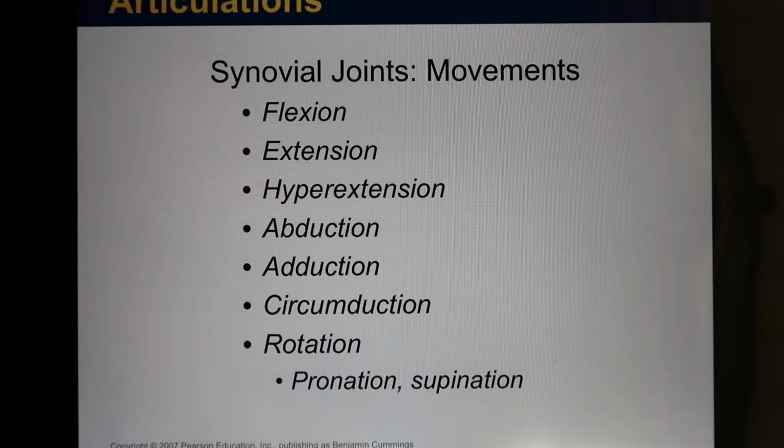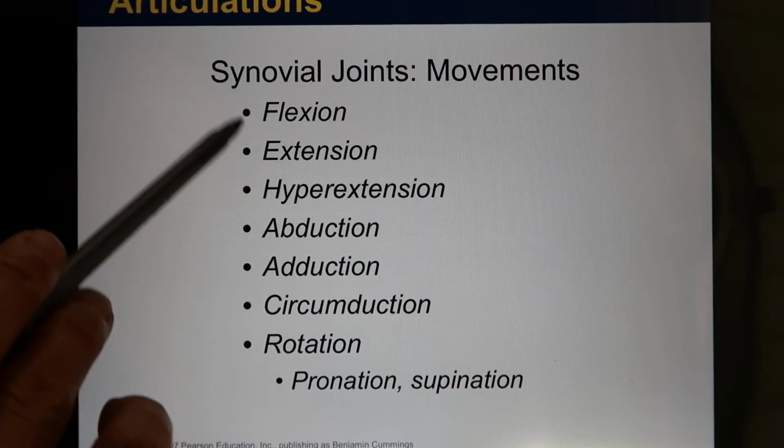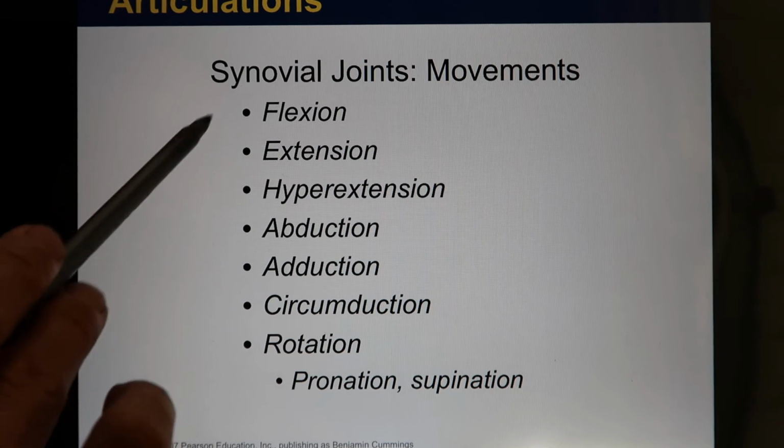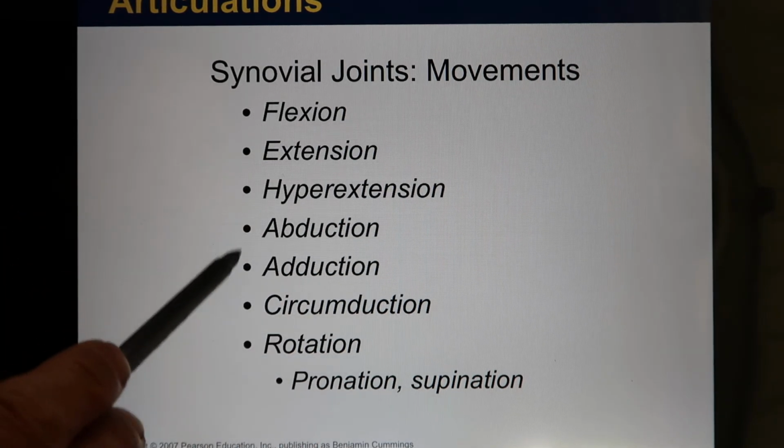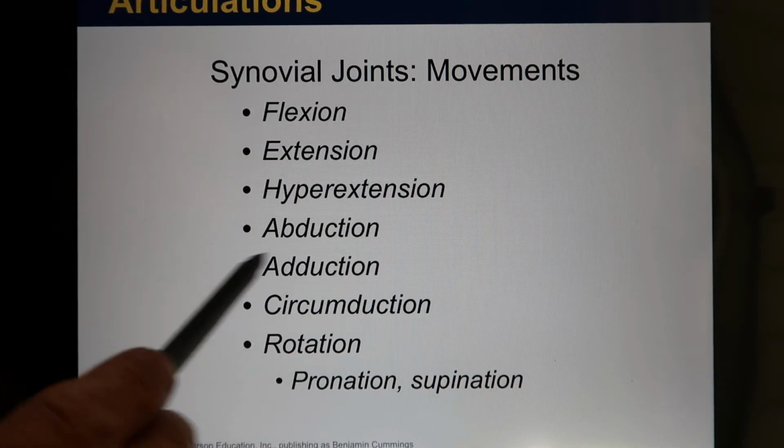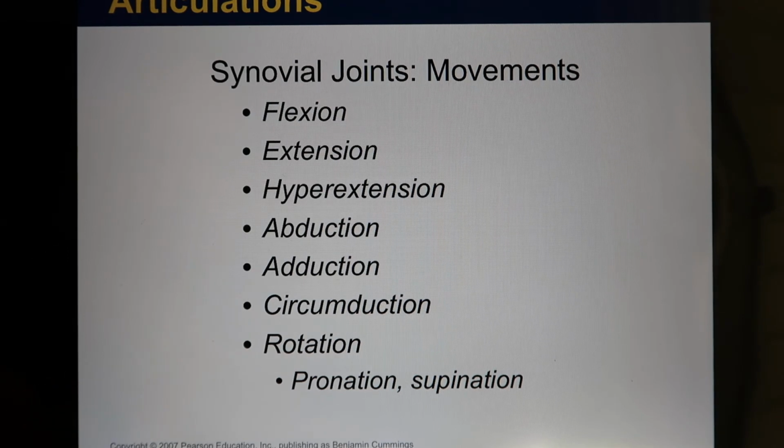Now let's look at the joint movement. The joint has different kinds of movement. We're talking about the synovial joint, the free flexible one. So flexion, extension, and hyperextension. Abduction, adduction, which come as a pair, and circumduction, rotation. So let's look at them.